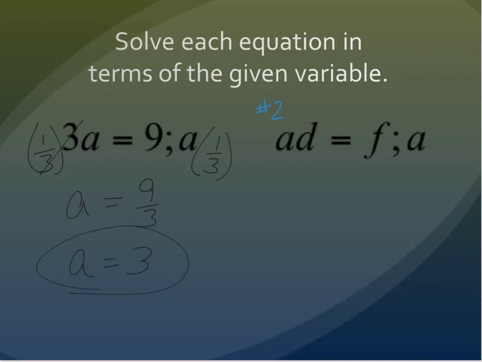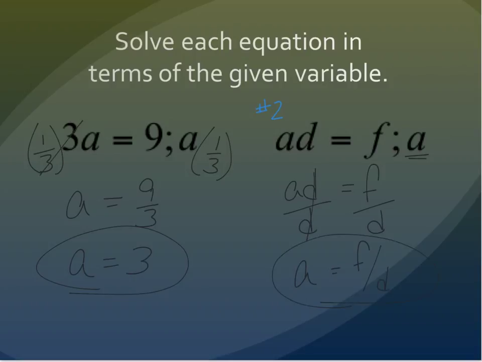The second equation is the one you're going to write in your notes. AD equals F. Again, we're isolating the A. So what is next to the A? It's D. And what is D doing to the A? It's multiplying. So to undo that, we divide. What you do to one side, you must do to the other. So A equals F over D.